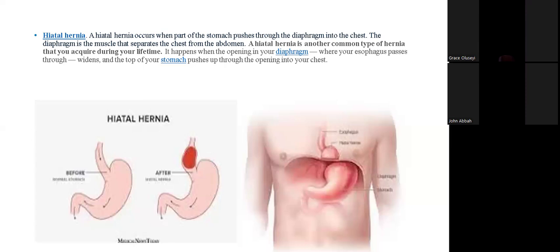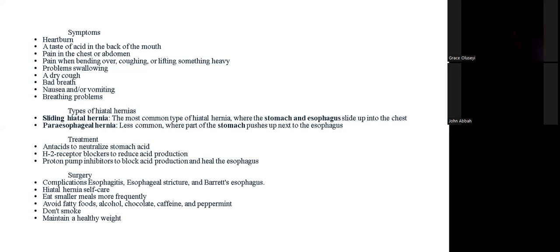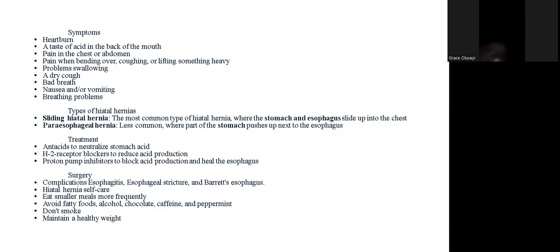So I want us to look at the symptoms of this particular type of hernia, hiatal hernia. One, the patient would definitely feel heartburn. Now, the patient will equally have this feeling of taste of acid at the back of his or her mouth, pain in the chest or the abdomen, pain when the patient is bending over or coughing or making an attempt to lift something heavy. You find the patient complaining severely. The patient with hiatal hernia will be complaining of difficulty in swallowing.